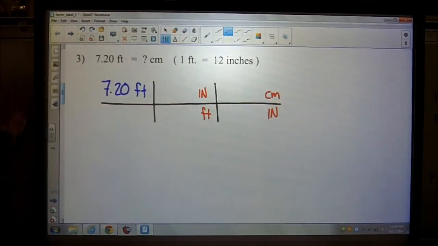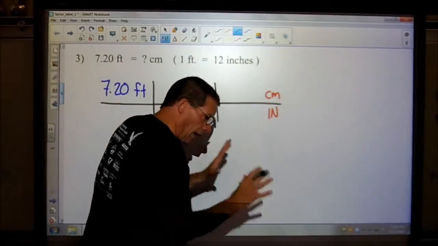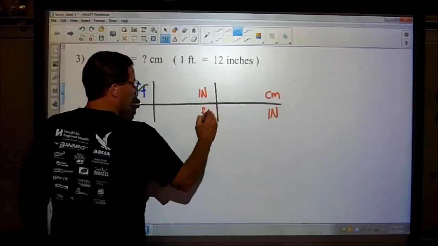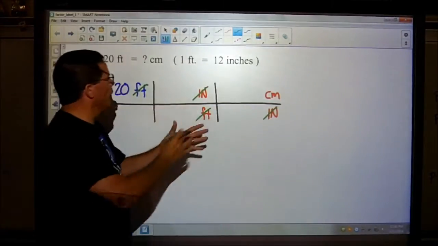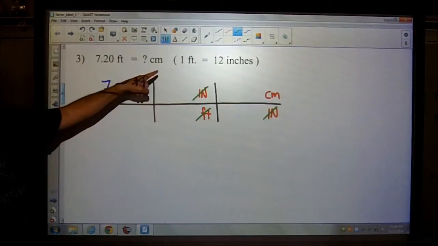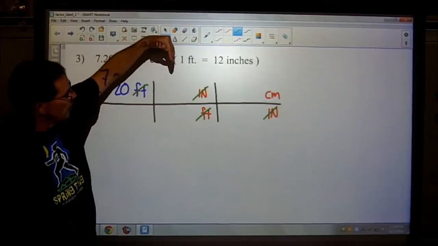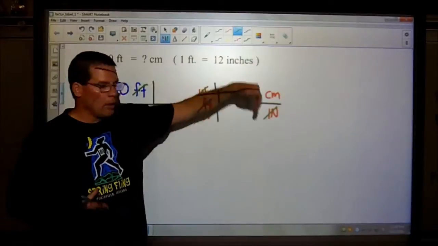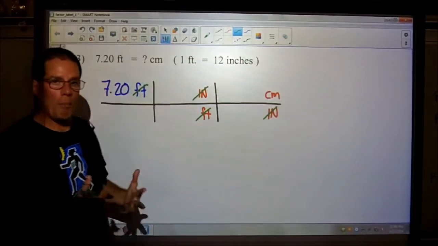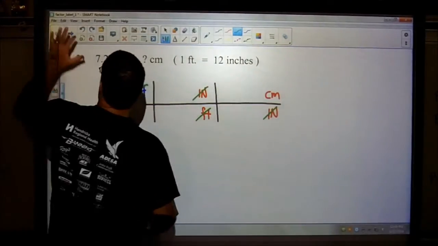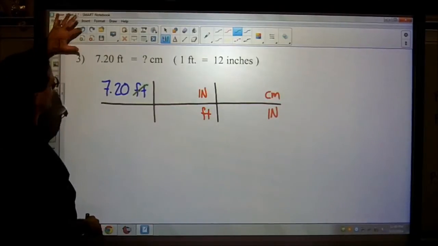All right, so if we were to look at this and just cancel units out, the feet are gone, the inches are gone, I'm left with centimeters, which is what the question's asking for. And this is a proper path because I do have a conversion from inches to feet and centimeters to inches. So I can use that. That's the path I want to take. So let me get rid of those green lines.